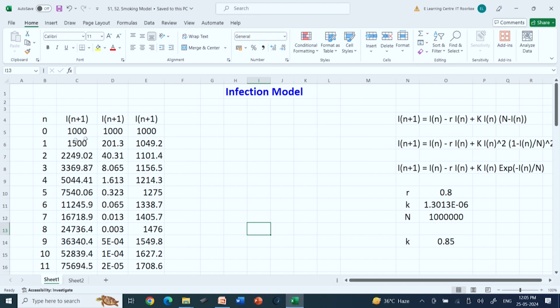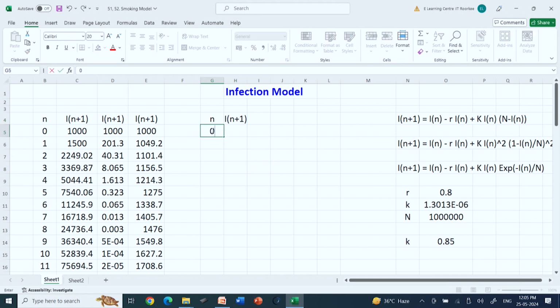So, I have already done this here, but let me generate them again. So, I have n, I have I n plus 1.